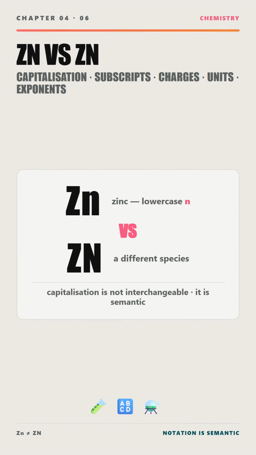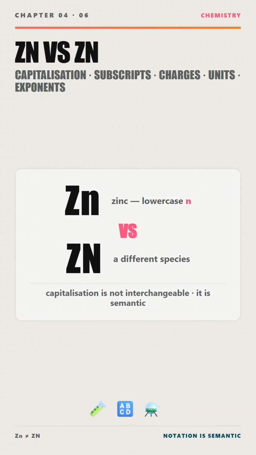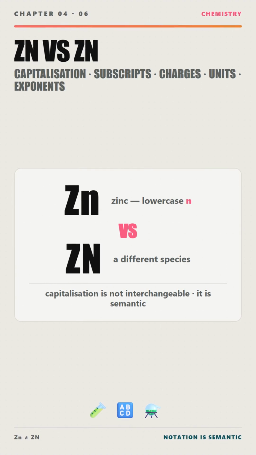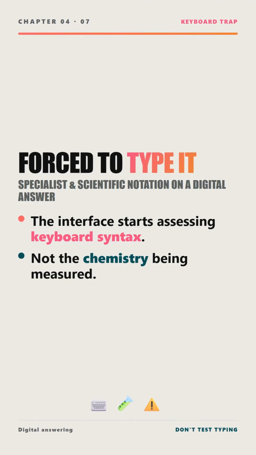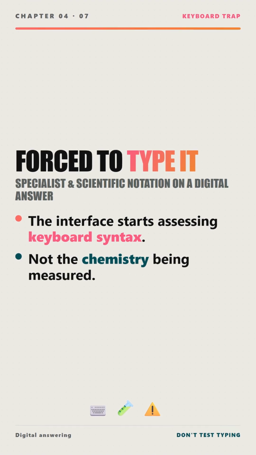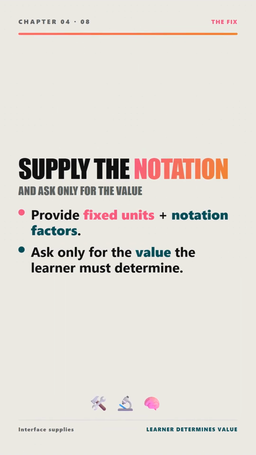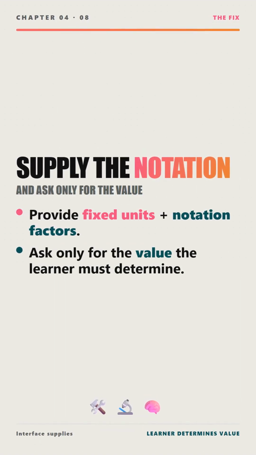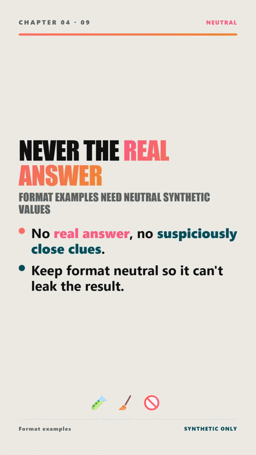The learner may reason correctly from the intended circuit and still be wrong according to the circuit shown. Separately, chemistry exposes the same problem through notation. Zn, capital Z lowercase n, and ZN, uppercase Z uppercase n, are not interchangeable. Subscripts, charges, units, and exponents all carry scientific meaning.